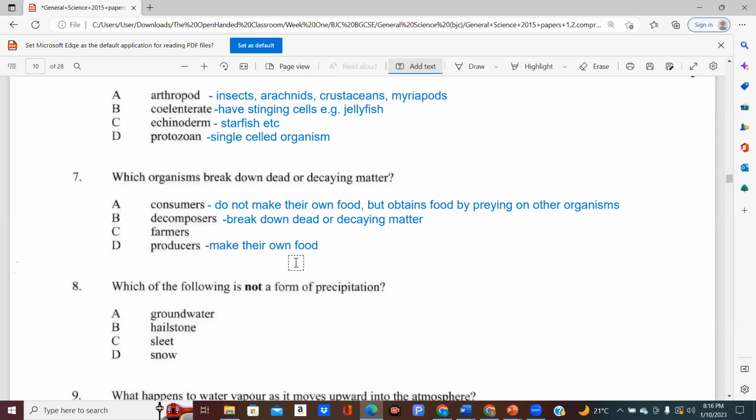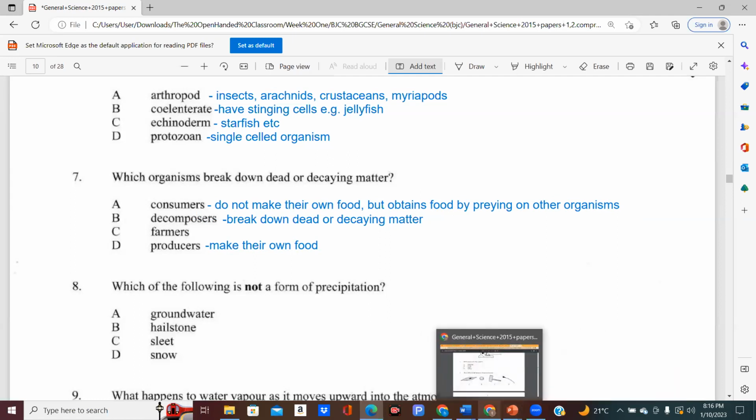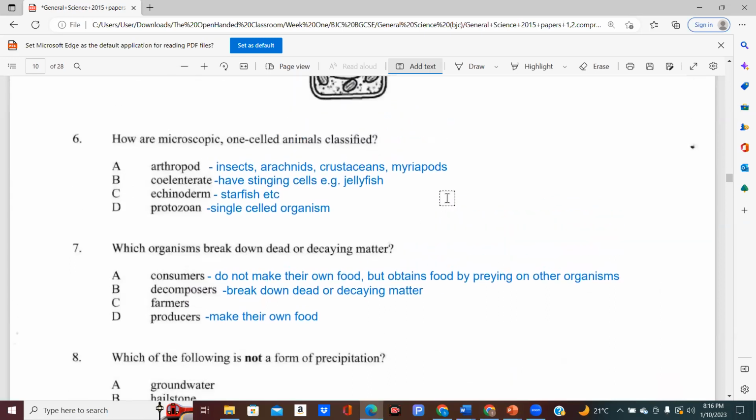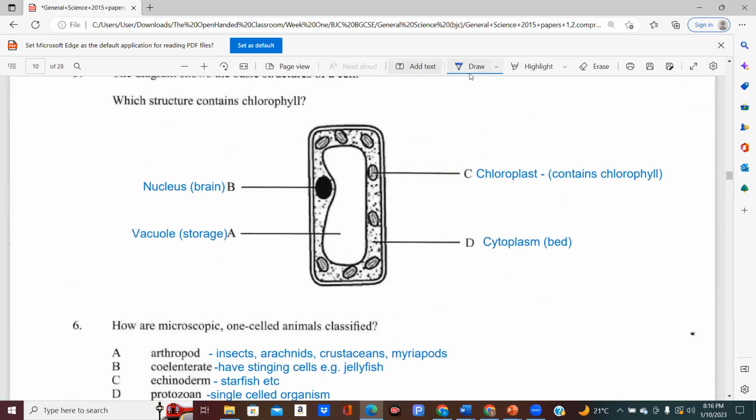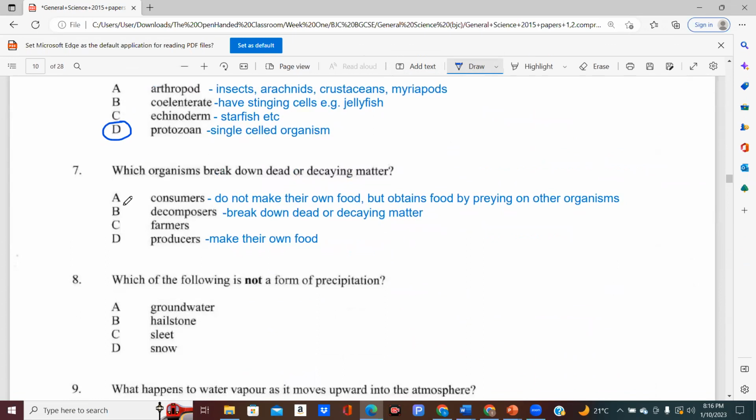And that doesn't make its own food. That is going to be a consumer. A decomposer breaks down that decaying matter and producers make their own food. So number 7 is... Oh, I didn't even circle the answers for these last ones. Let me circle the answers. All right, this is C, this is D, and this is B.